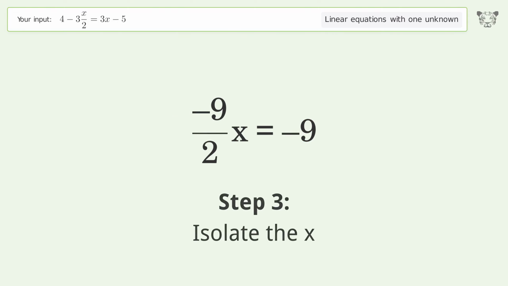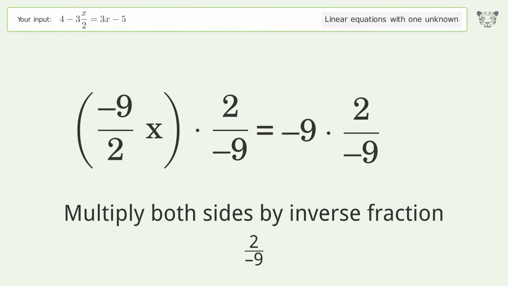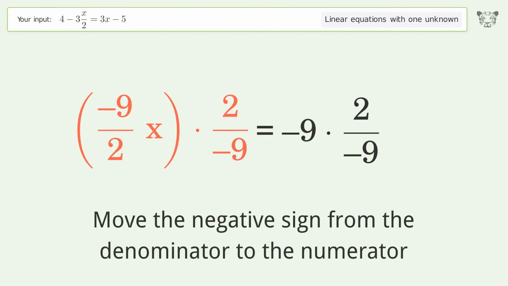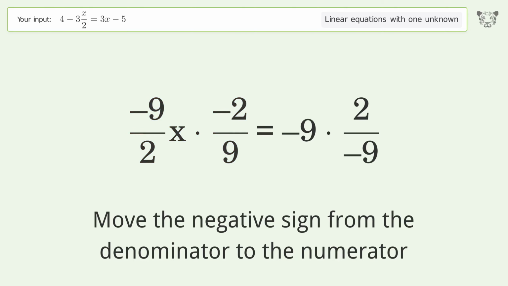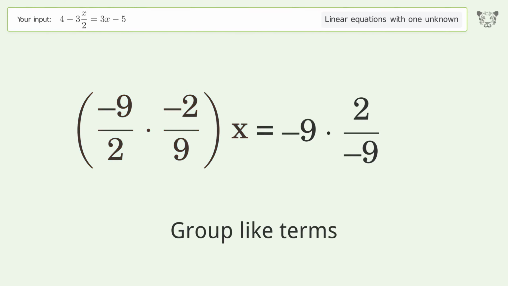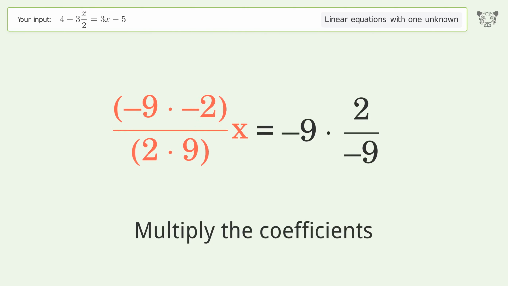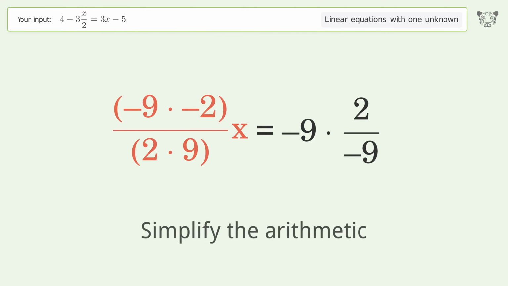Isolate the x. Multiply both sides by inverse fraction 2 over -9. Move the negative sign from the denominator to the numerator. Group like terms. Multiply the coefficients. Simplify the arithmetic.